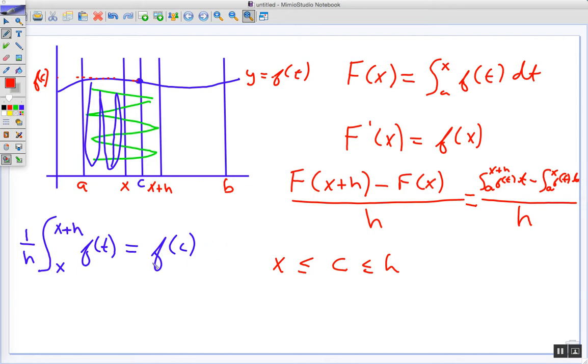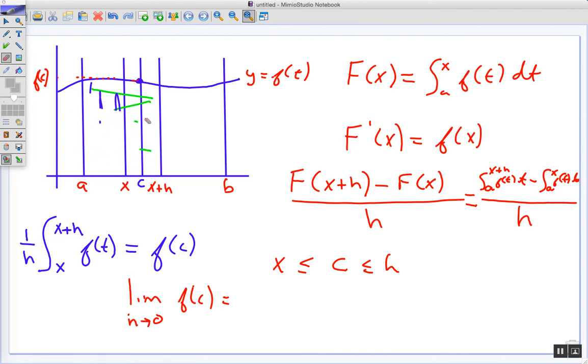So if we look at the limit as h approaches 0 of f of c, let's look at what that's equivalent to. I'm going to go ahead and erase some of this. Okay, so again, we're looking at the limit of f of c as h approaches 0. That just means what's going on with f of c when h gets closer and closer to 0. Well, remember, c is going to be sandwiched in between x and x plus h.